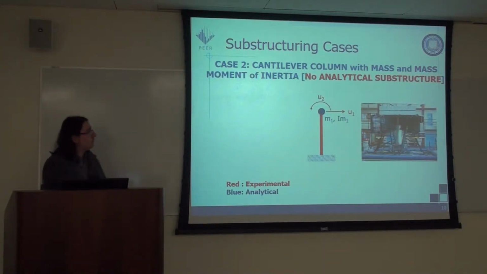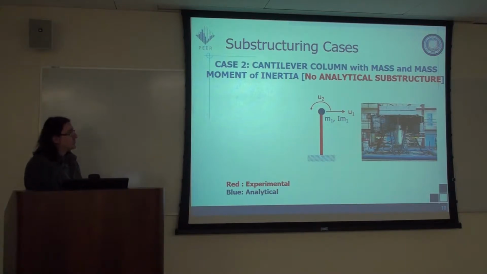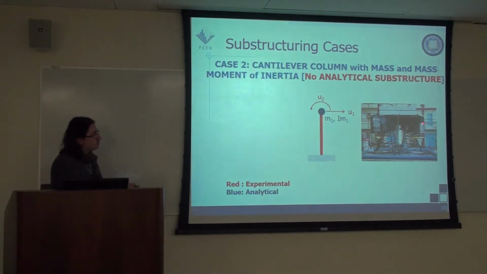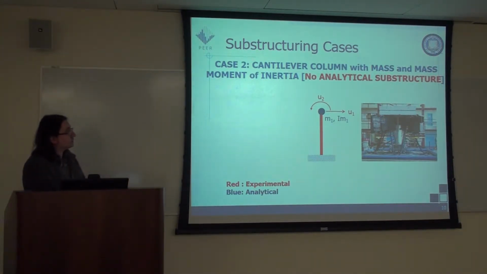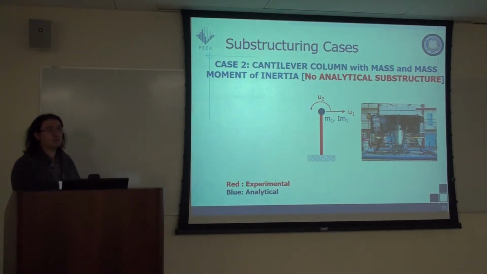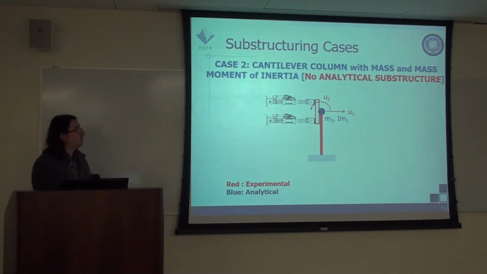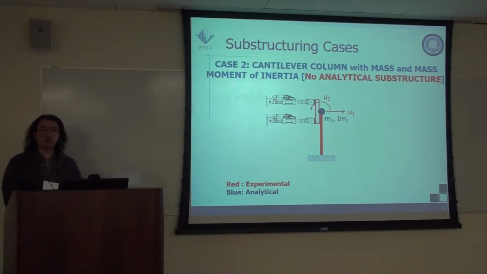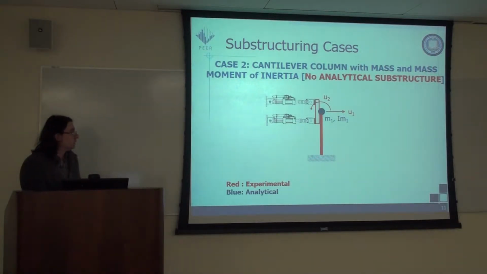In the case of the same column where we need to consider the mass moment of inertia, such as this column which has a huge mass and mass moment of inertia at the top, we have 2 degrees of freedom. Now we have the rotational degree of freedom included, and this can be controlled by 2 actuators configured in this position.